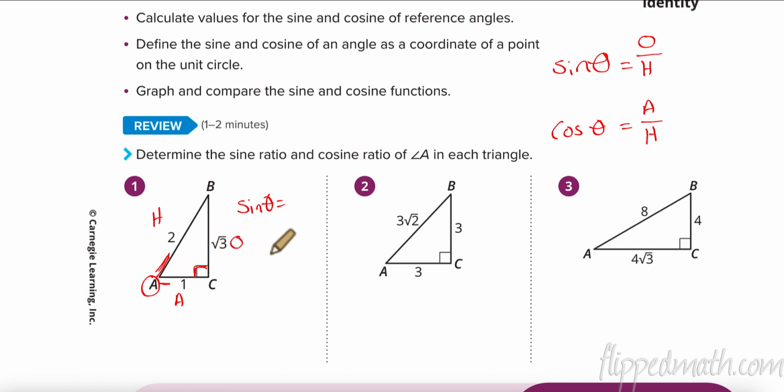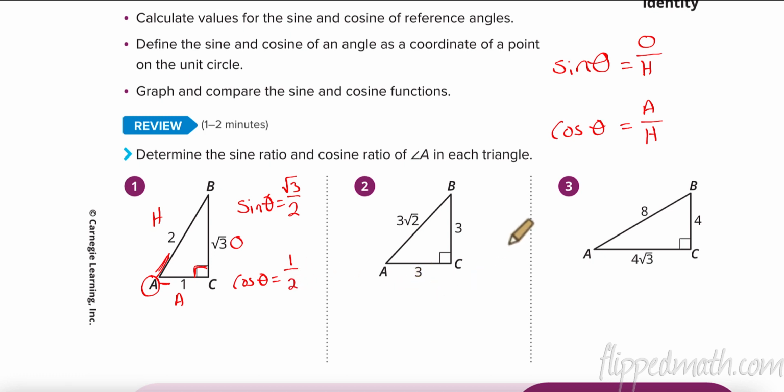It does not touch. Now, if we were worried about angle B, that would be different, right? B would be opposite, but we're talking about A right now. So we want the opposite side, which is radical 3, and we want the hypotenuse, which is 2. So the sine of angle A is radical 3 over 2. It's a ratio of the opposite side over the hypotenuse. Let's do the cosine. The cosine of A is the adjacent side, which is 1, over the hypotenuse, which is 2.